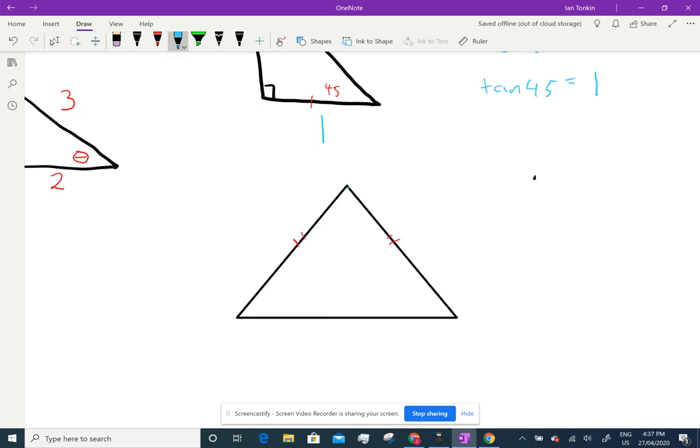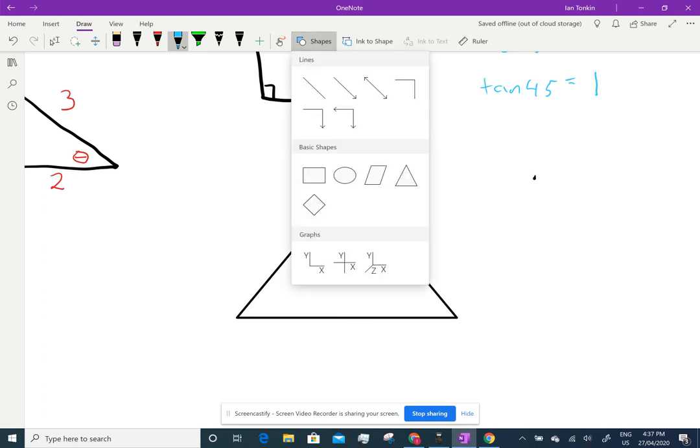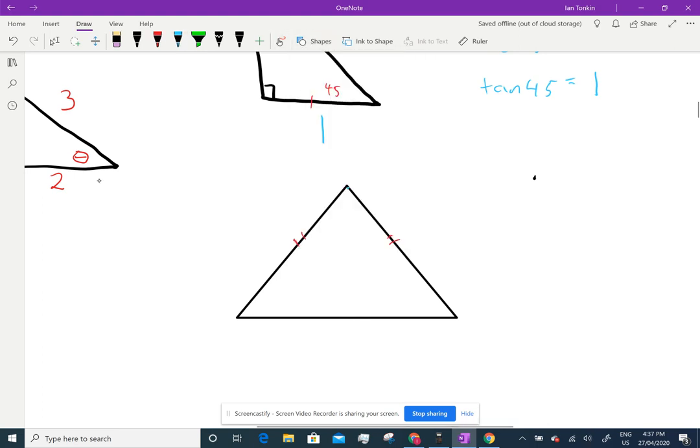An altitude is a straight line that hits the base at 90 degrees. That's the definition of an altitude. So imagine I've drawn this line, it hits at 90 degrees. Now, in an equilateral triangle, and we can do this via a proof with geometry, but that's no longer in the syllabus, it splits this base into two.